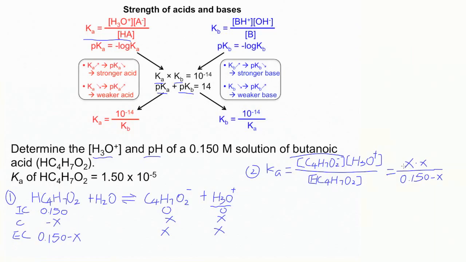minus X. And now let's think about it, because the equilibrium constant is quite small, 1.5 times 10 to the negative 5, the value of X would be very small because only part of this weak acid will dissociate. So when you use this large number minus a very small number, we can make the assumption that this bottom part equals 0.150 itself. So the equation would be much simpler, like I show you here. Now solve X, and that equals 0.0015 mole per liter.